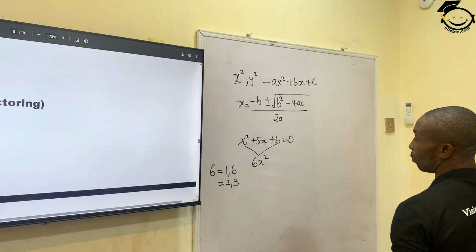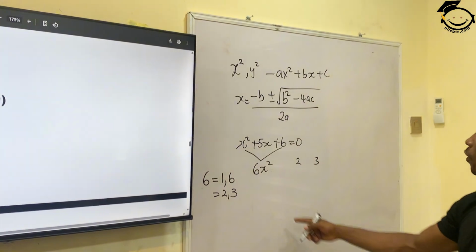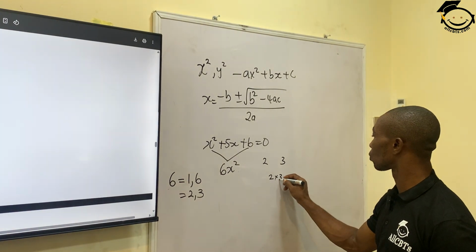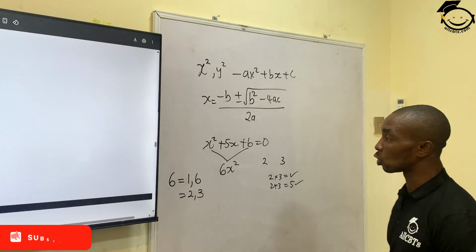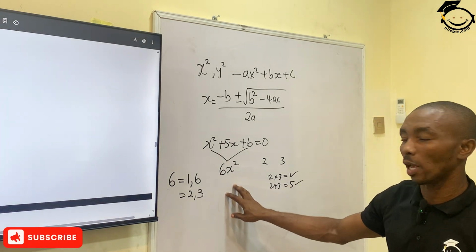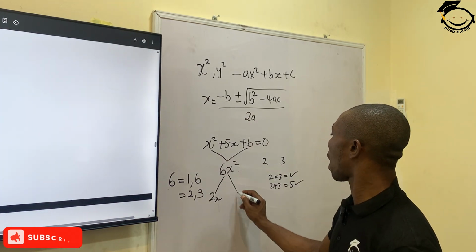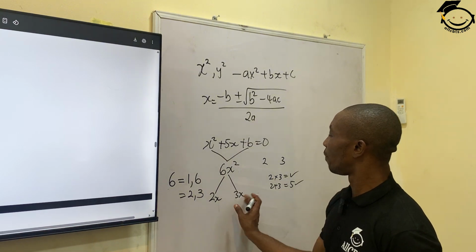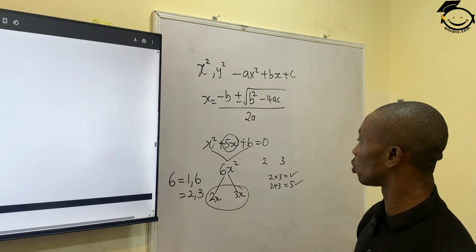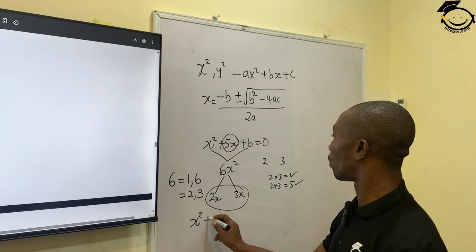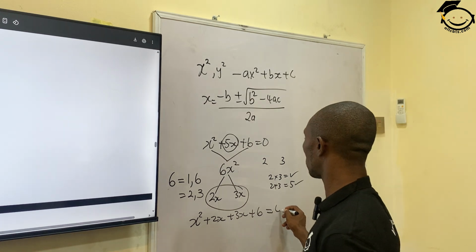Now let's look at the next group of factors. We have 2 and 3. 2 times 3 will give us 6, which is a tick. 2 plus 3 will give us a positive 5, which is also a tick. So the factors we will use here are 2 and 3. In place of this 5x, we replace it with 2x and 3x. So this becomes x squared plus 2x plus 3x plus 6 equals 0.